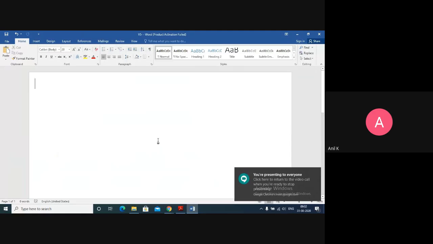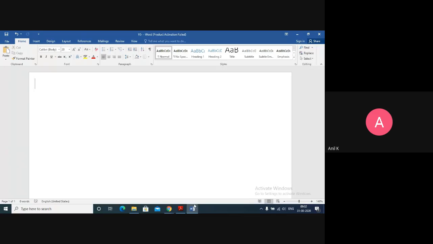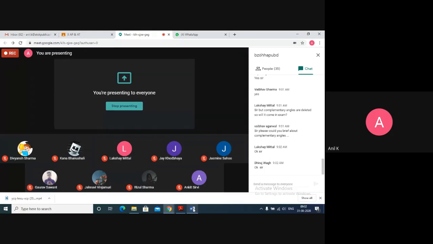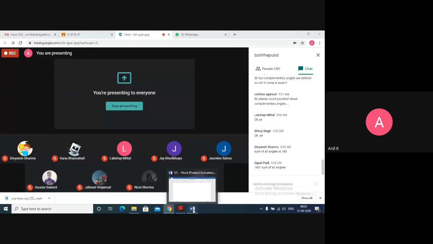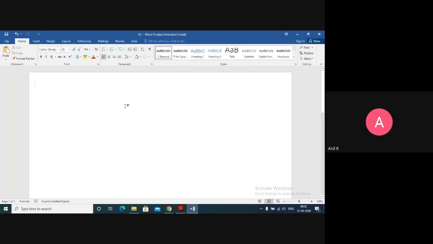So what is the property of the angles of a triangle? Is there any property related to angles for a triangle? Yes. Regarding the angles of a triangle, the sum of all angles is 180. They are given that A, B, C are three angles. So A plus B plus C is equal to 180 degrees.